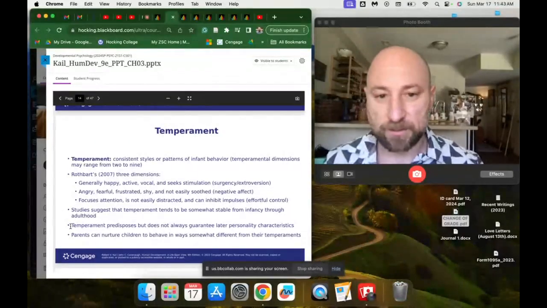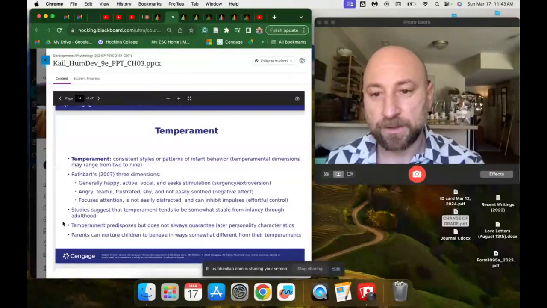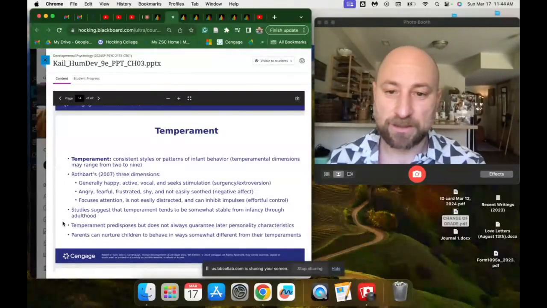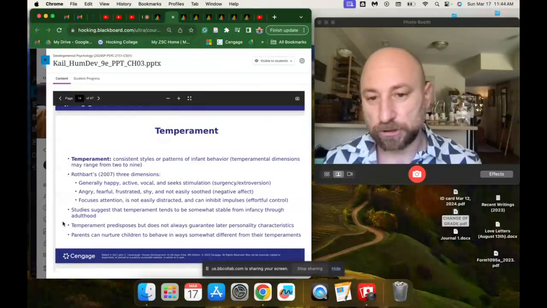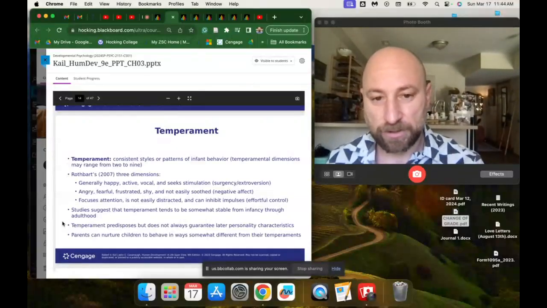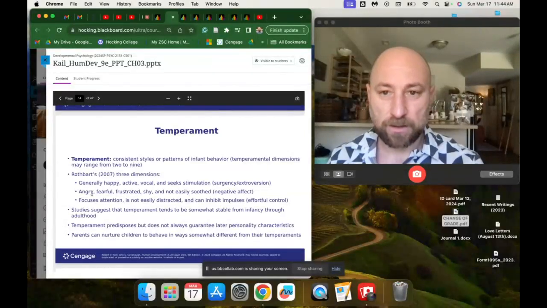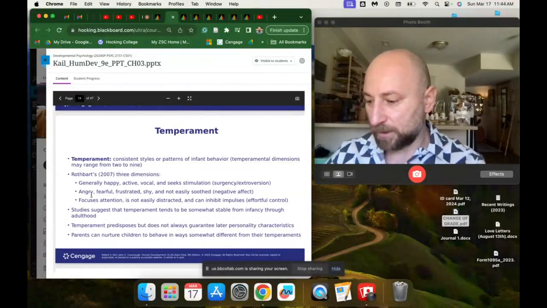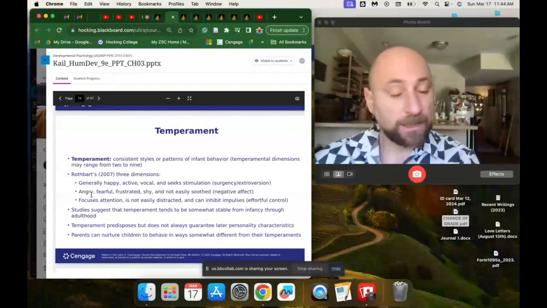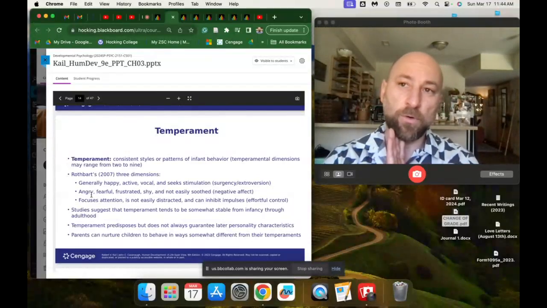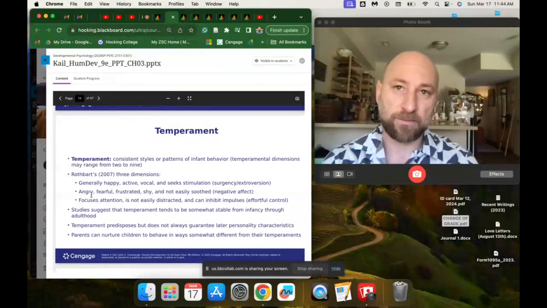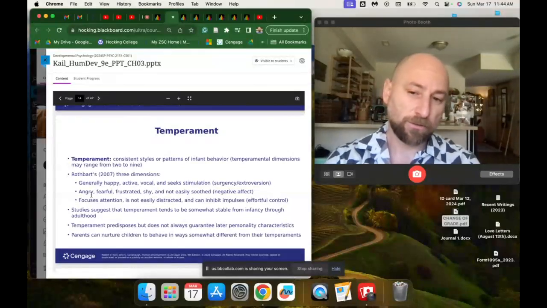Studies suggest that temperament tends to be somewhat stable from infancy through adulthood. Temperament predisposes but does not always guarantee later personality traits. Parents can nurture children to behave in ways somewhat different from their temperaments. There's a slide here later about how Chinese babies have different temperaments. They're more stoic. They show less emotion, even at 11 months old.